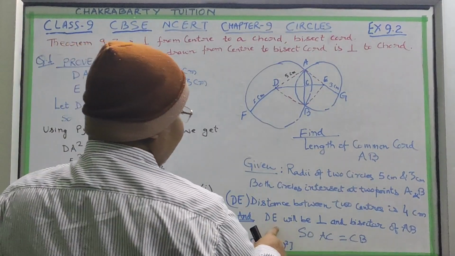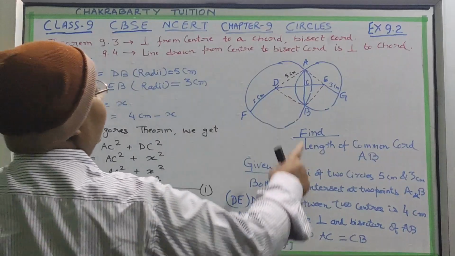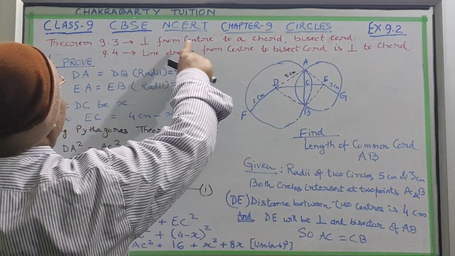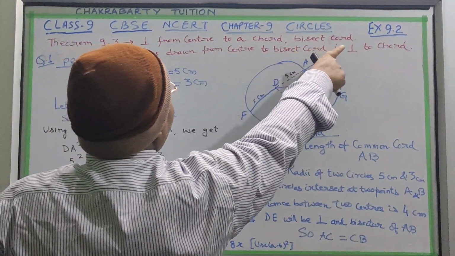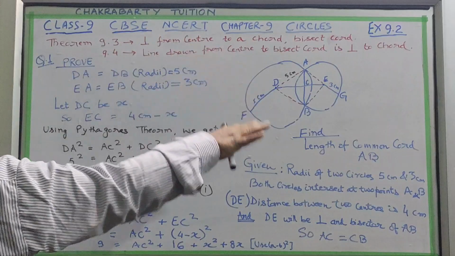So here DE will be perpendicular. I have explained to you. So AC and CB are equal because based on this theorem 9.3, perpendicular from center to a chord bisects the chord. So what do you have to prove? So how you can prove?